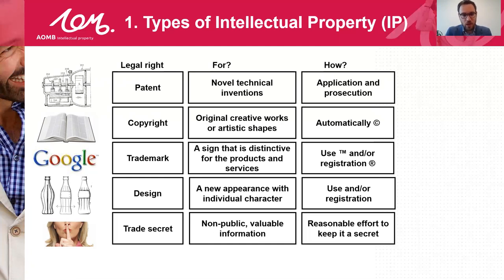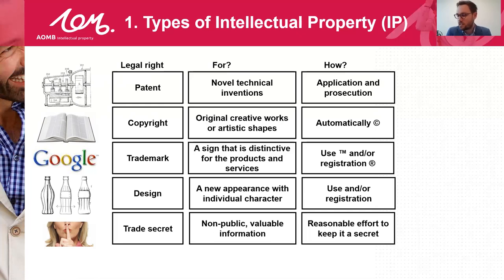If you have an appearance, a nice shape, for example, a Coca-Cola bottle, you're looking at the design right. If you have something which is just a secret, there's also a separate legal right for it. It's called a trade secret. And when you have a creative work, then you have copyright. And when you have a distinctive sign for a product or a service, you have trademark protection.